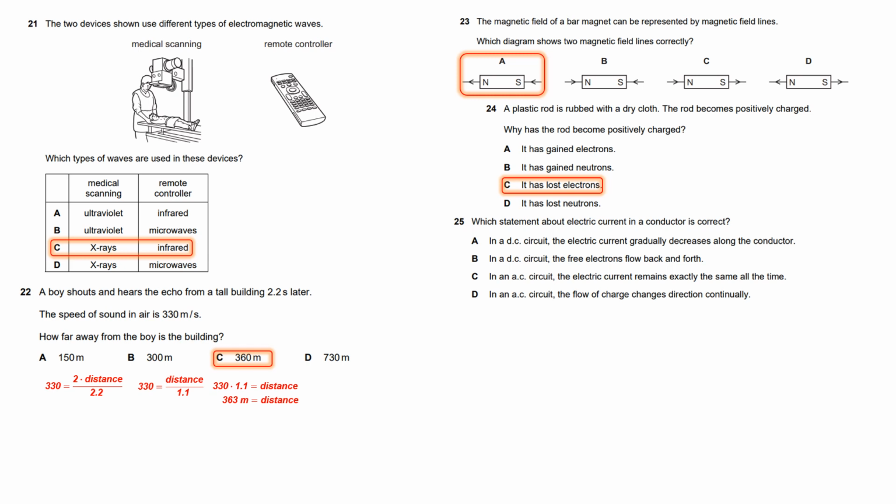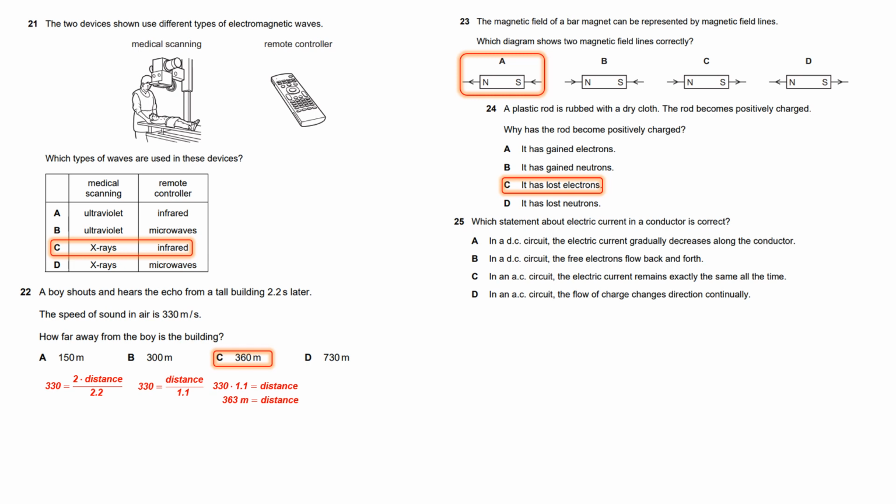Question 25. Electric current flows in two ways, an alternating current or direct current. The main difference between AC and DC lies in the direction in which the electrons flow.